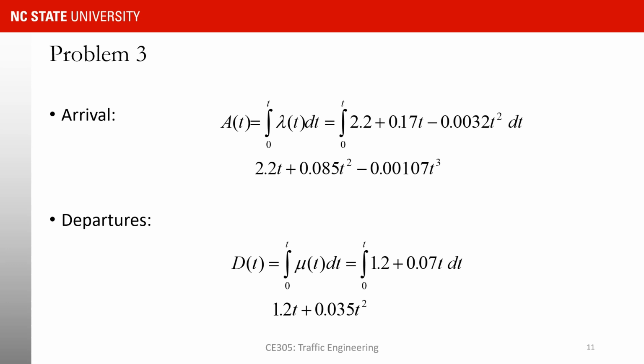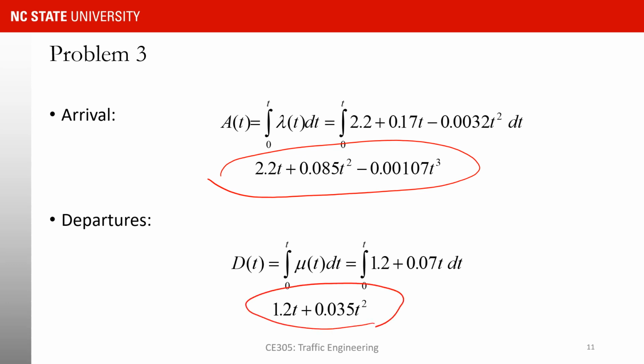So arrival, I'm going to call it A of t, is the integral of lambda t dt from 0 to t. It's 2.2 plus 0.17 t minus 0.0032 t squared dt. If you take the integral of that, you're going to get this term here. For the departure, we are going to do the same thing. So it's the integral of mu t dt from 0 to t. You take the integral and you get this term here.